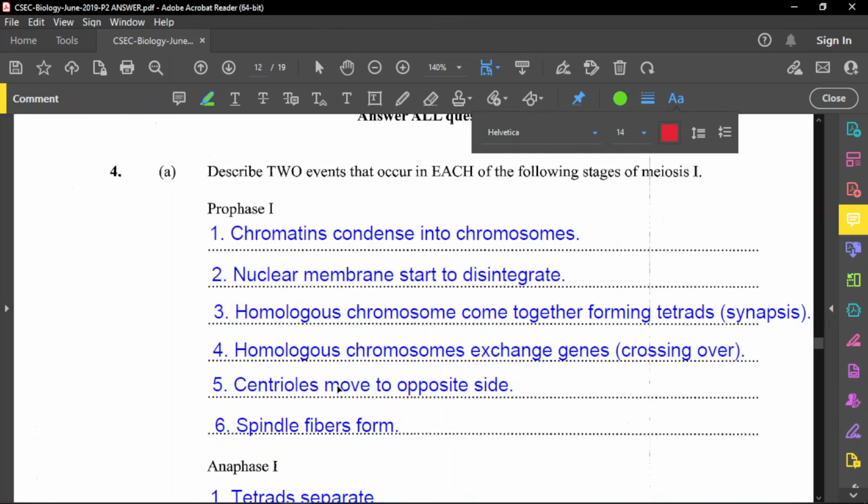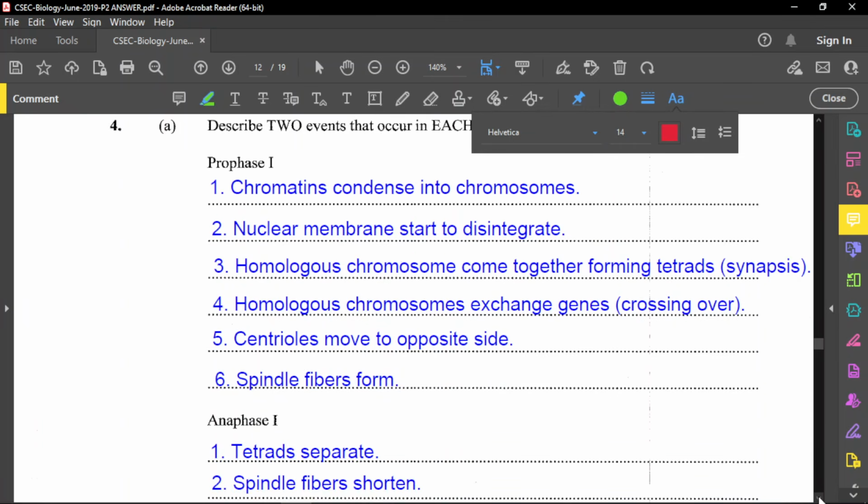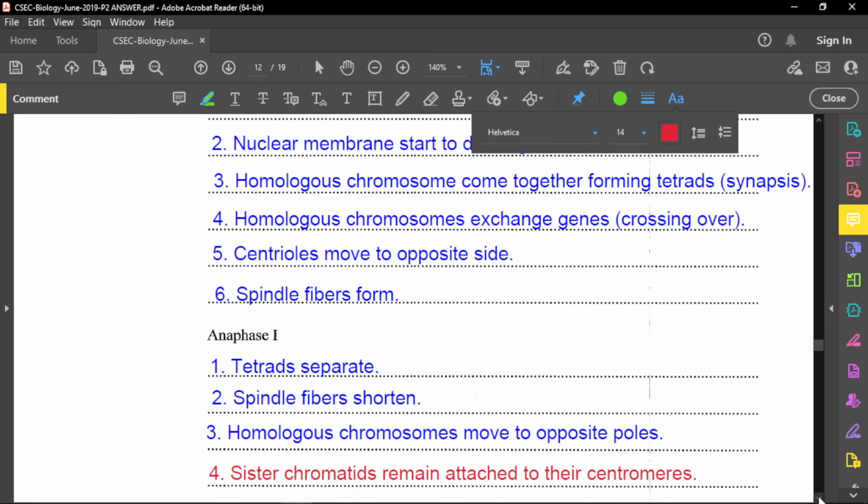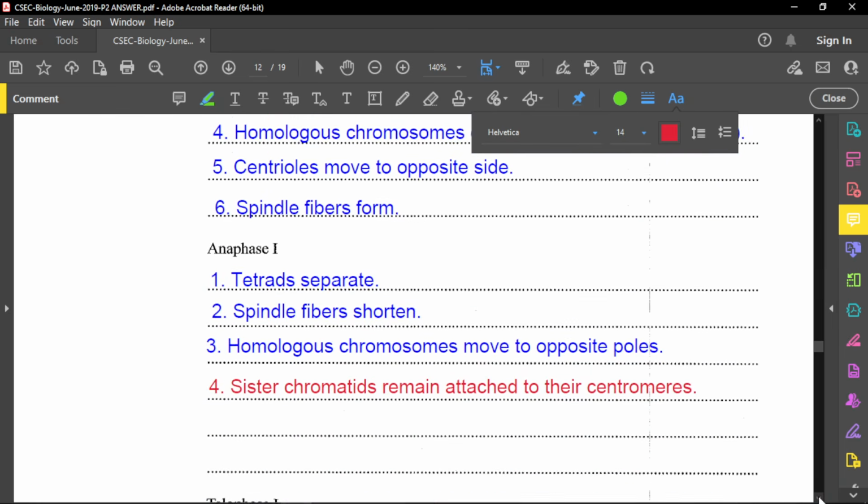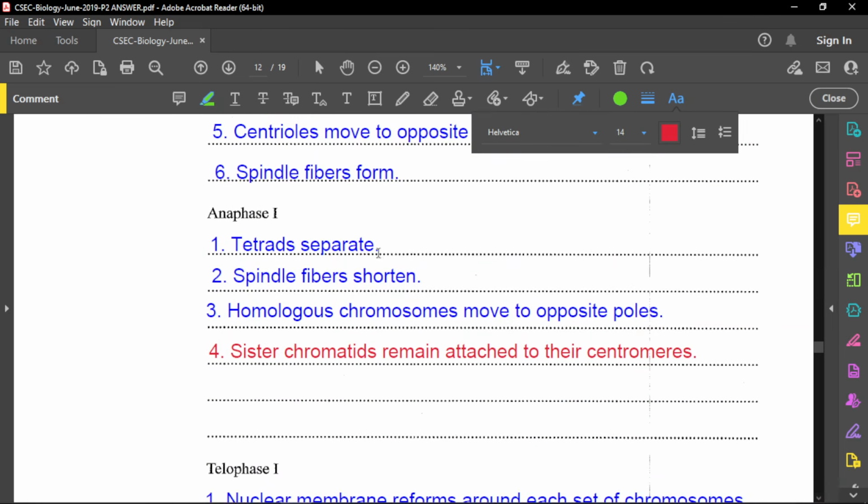Now the centrioles will move to the opposite poles of a cell, and then the spindle fibers will start to form. All right, and of course the spindle fiber will connect from the centriole all the way to the centromere of the chromosome. All right, for the anaphase now, the tetrads will separate.